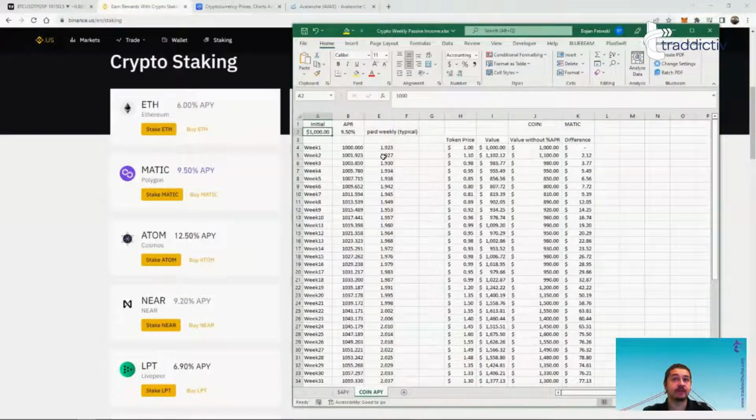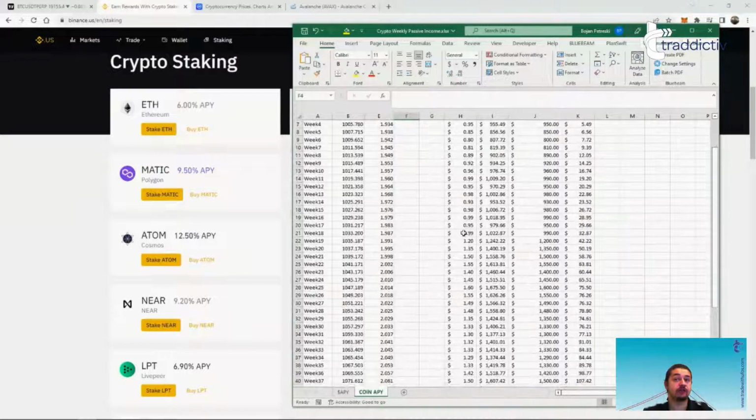Let's say your initial investment is $1,000. The APY, not R, sorry. The APY is 9.5% that gets paid out weekly. This is what you're looking at right now. So on the first week, you're going to get another 1.923 tokens, right? Not dollars, tokens. So as price fluctuates, you're actually getting that compounding effect that is so highly coveted in the space of finance.